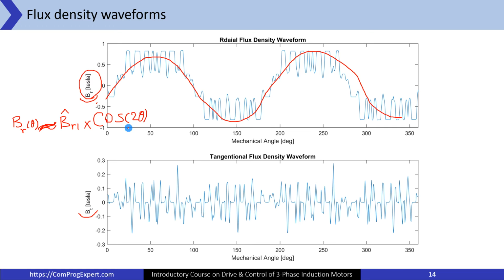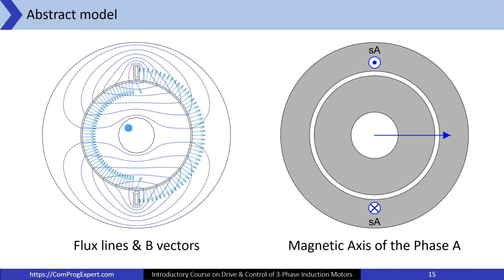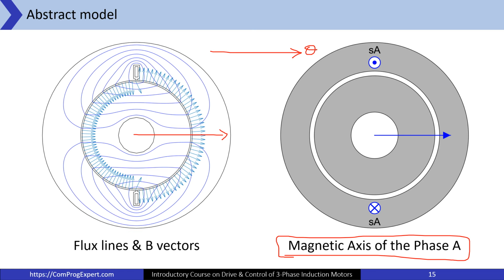But the aim here was to explain the concept of the flux density waveform and this approximation that we have. So now let's discuss the concept of the magnetic axis. Here, clearly, you can realize that the peak value of the field that is generated is in this direction. We generated this plot. This is theta, and this is Br.